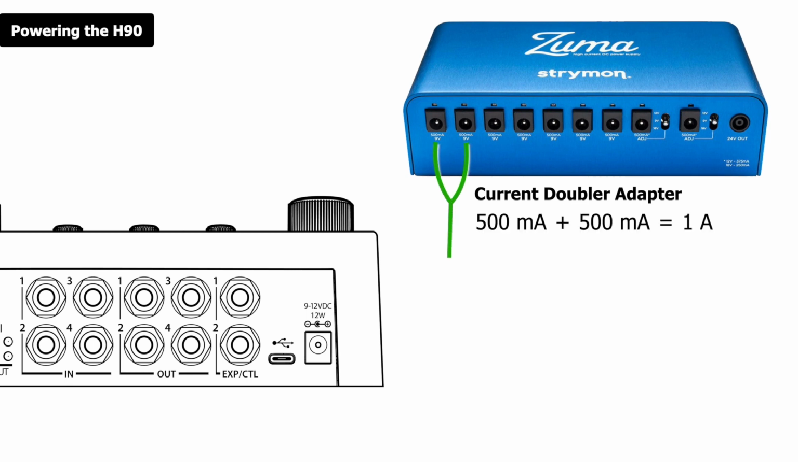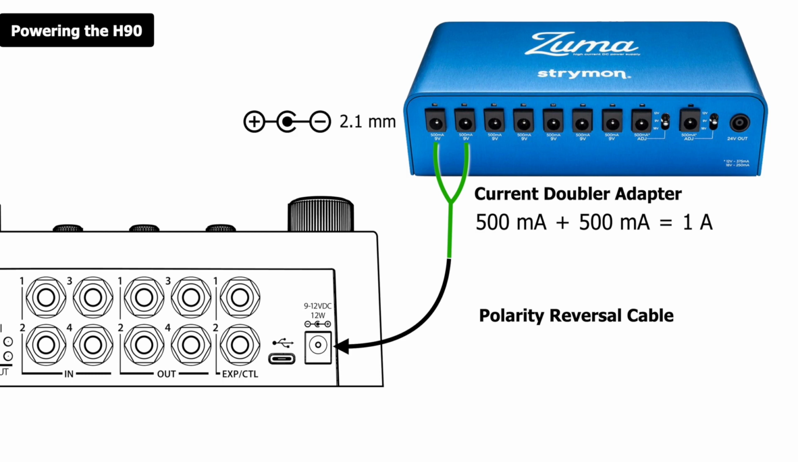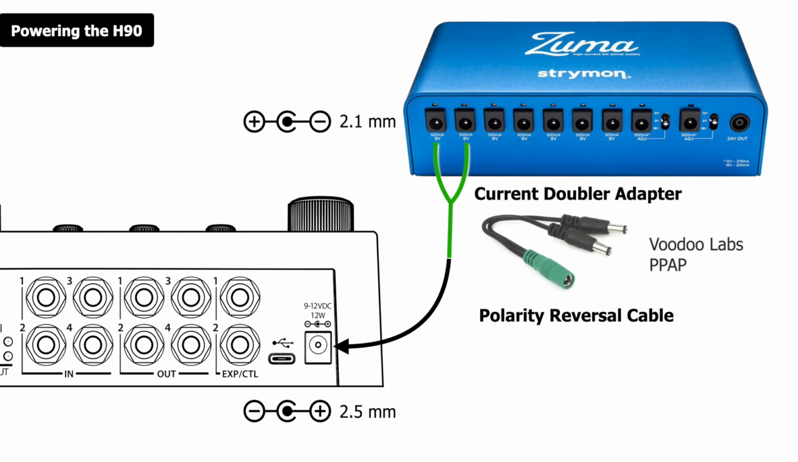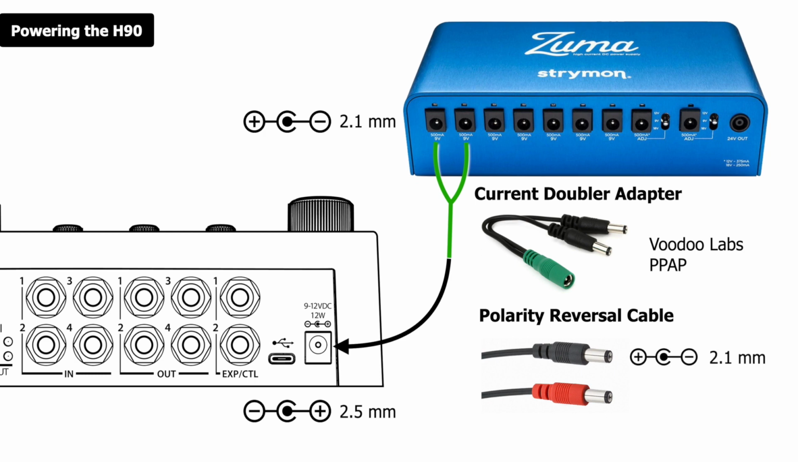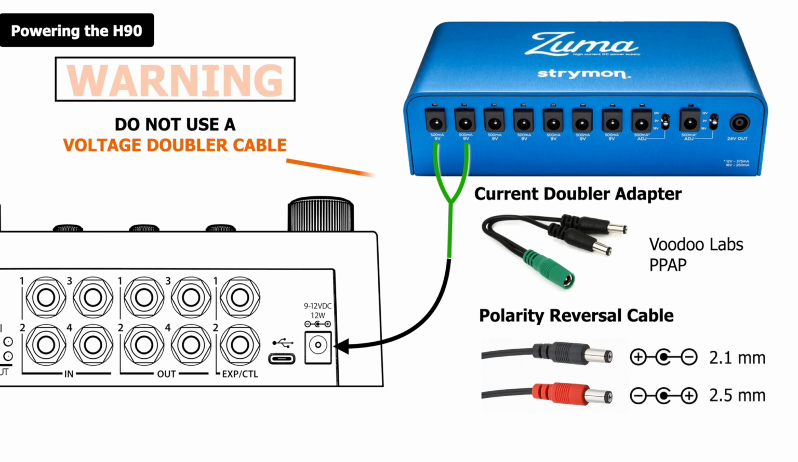Then, connect that to a polarity reversal cable. Though most pedals have power inputs that take center negative 2.1mm connectors, the H90 requires a center positive 2.5mm barrel connector. A good option is the Voodoo Lab current doubler adapter cable coupled with their 2.5mm reverse polarity cable. This combination works with all power supply models that use barrel connectors.